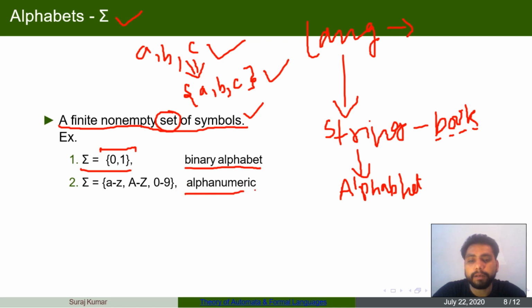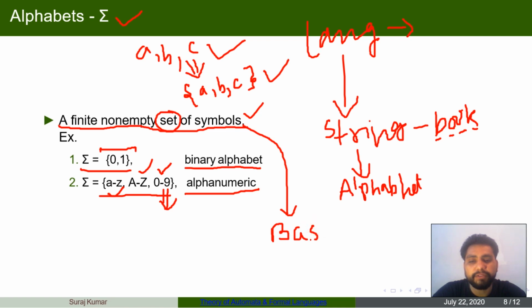Similarly, alphanumeric symbols: A to Z in capital letters, small letters, and then the decimal digits. Okay, so now you have understood what an alphabet is. An alphabet consists of symbols. It is a finite non-empty set of symbols, and a symbol is also called the basic building block.